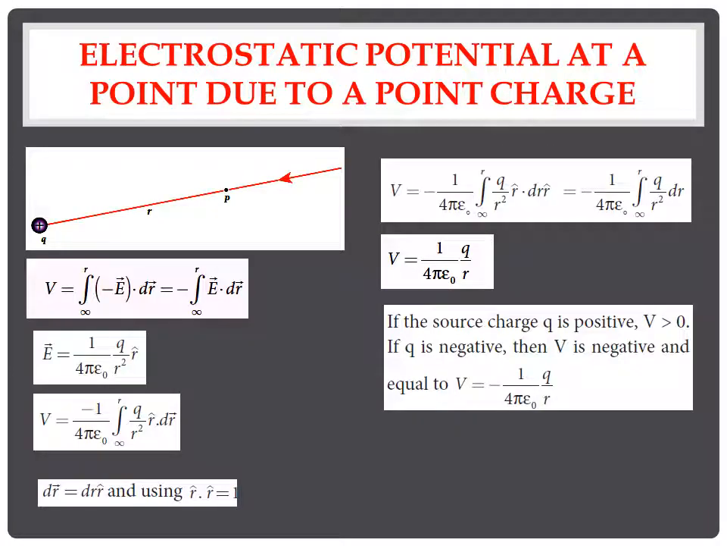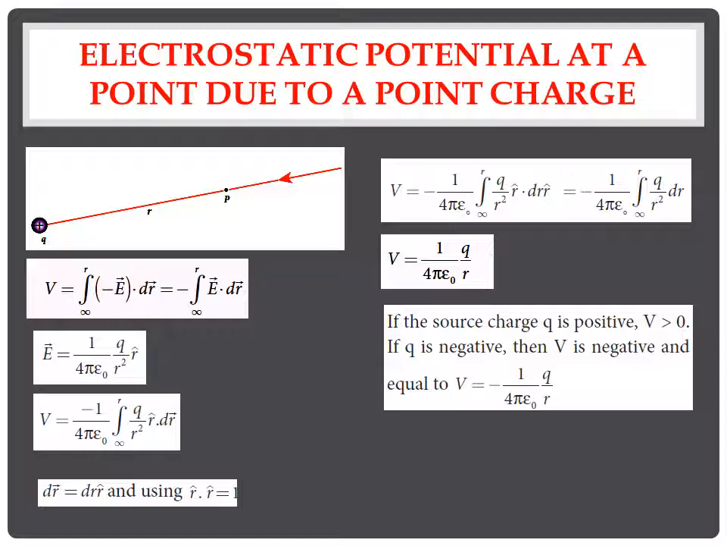The next one is electrostatic potential at a point due to a point charge. Again, let us consider a positive charge Q, which is kept at the origin, and let P be a point at a distance R from the charge Q. Now the electric potential at the point P is given as V is equal to, we already know the equation, integral of minus E vector dot dr vector.